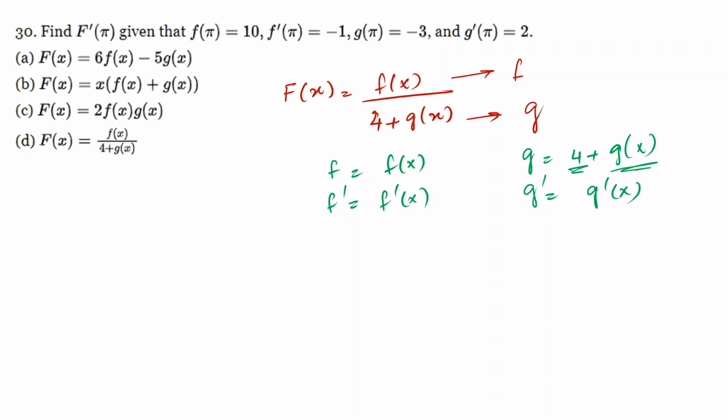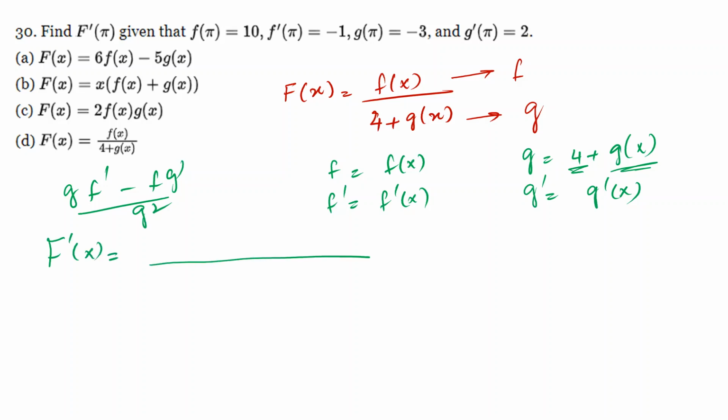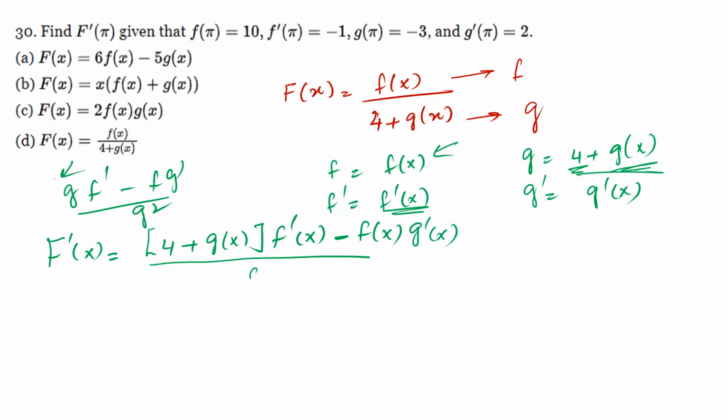Now we know our formula is g f prime minus f g prime over g square. Let's take the data from here and put it in the formula. So here it is g. What is our g? g is 4 plus g of x. Then f prime. f prime is what? f prime of x. Then minus f. What is our f? f is f of x. And then g prime. g prime is g prime of x. Over g square, it means g square of x.